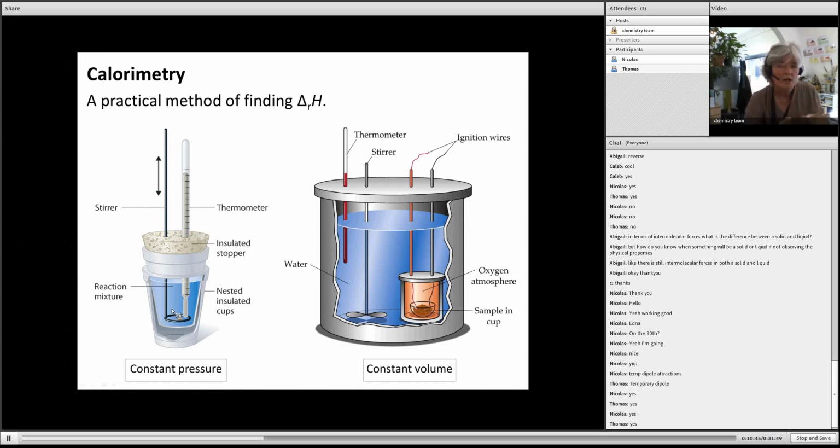So, can you see the mass of the water is important? If I have lots of water in the bomb calorimeter, can you see the temperature won't increase very much? But if I have a small bomb calorimeter with not very much water, can you see the same change in energy is going to make a big increase in the temperature?